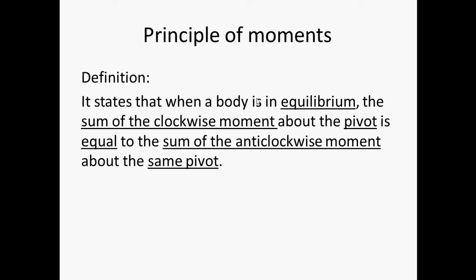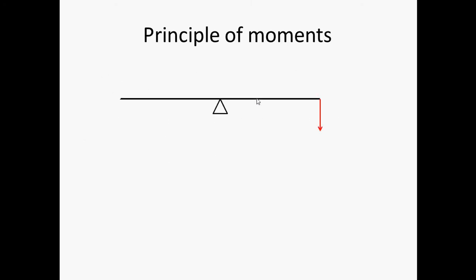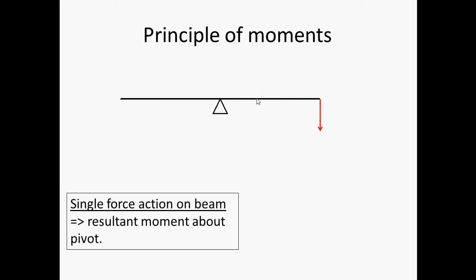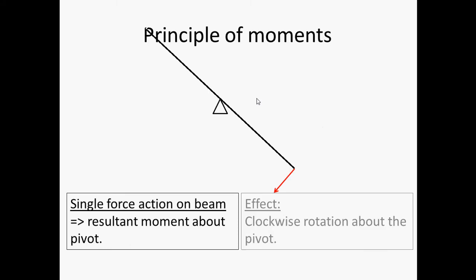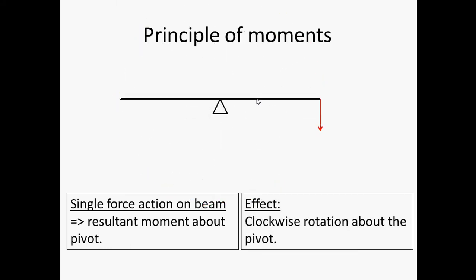So in order to understand the principle of moments, let's look at a case where you have only one force acting on a seesaw. Now, if you have only one force acting on a seesaw, obviously there will be a resultant moment about the pivot. What will happen? Of course the seesaw can't rotate so much, but it will basically rotate in a clockwise direction. If it can, it probably will rotate the full circle. So that is what will happen if there is a resultant moment.